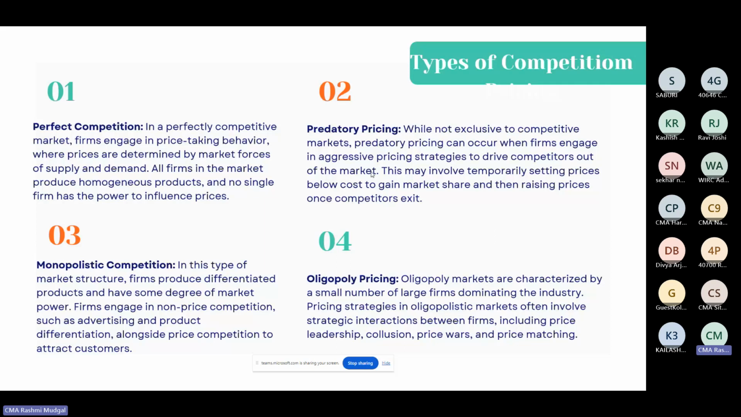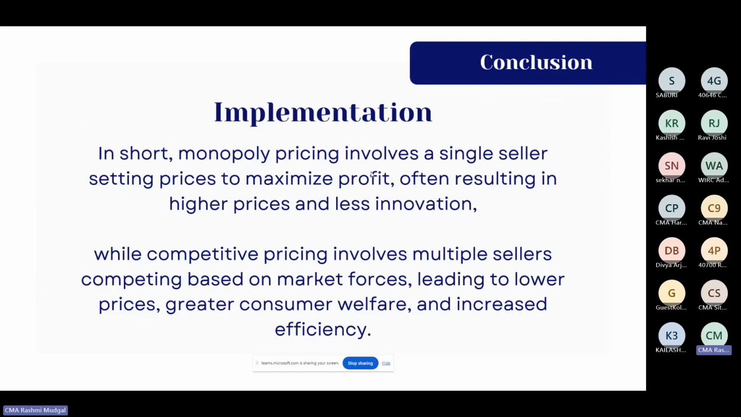Okay, the conclusion. In short, monopoly pricing involves a single seller setting prices to maximize profit, often resulting in a higher price and less innovation. But when I come to competitive pricing, it involves multiple sellers competing based on market forces, leading to a lower price, greater consumer welfare, and increased efficiency. So I can see what is beneficial to my whole economy and to the world as a whole is competitive pricing. Okay, so that is the conclusion.